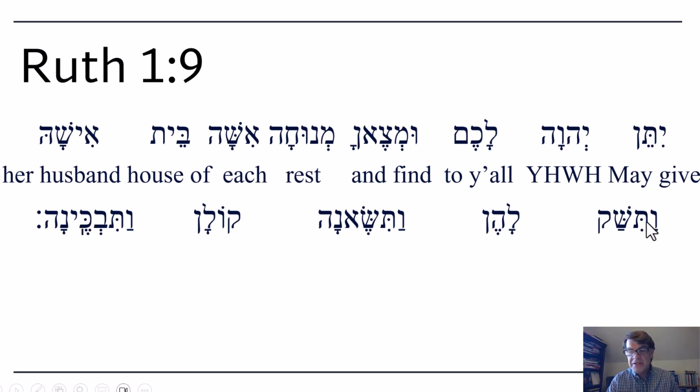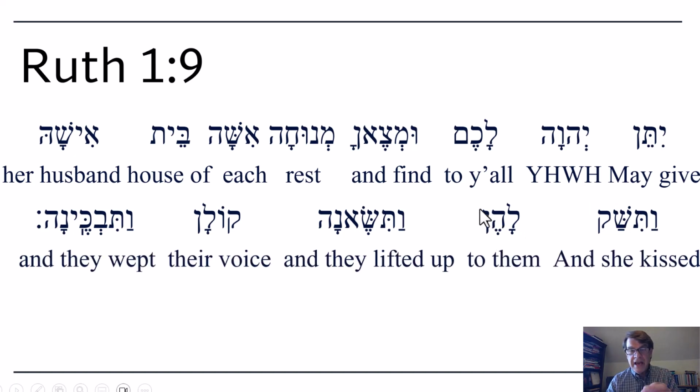Vav patach doubling, this is a converted imperfect. The tav, therefore, is a preformative. This is a third feminine singular, referring to Naomi, and she kissed to them.